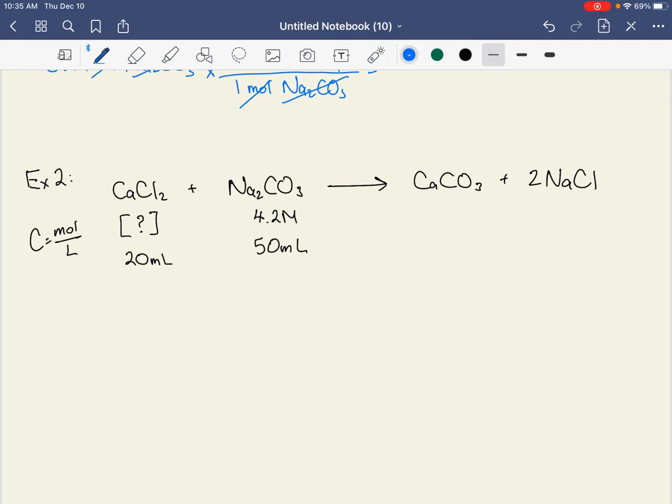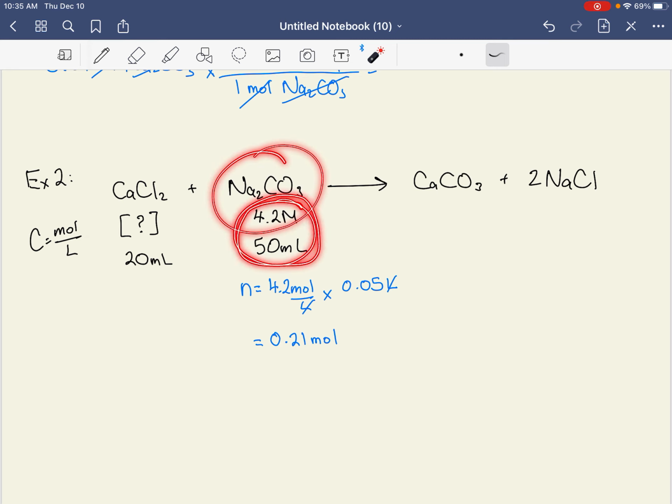So let's do that. Let's find out what the mole is for sodium carbonate. Sodium carbonate is 4.2 moles per liter, multiplied, of course, by 0.05 liters. Now, I don't really have to change it to liters if you think about it. I can do 4.2 times 50. But if I do that, the moles will be in millimoles. Well, maybe it is a better idea to change it to liters, so you don't confuse yourself. So the answer, of course, is 0.21 mole. So you actually have 0.21 mole of this, based on the concentration and volume.